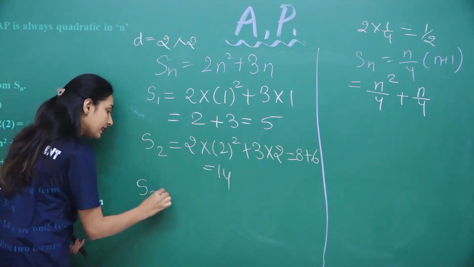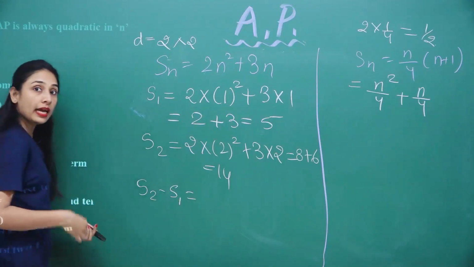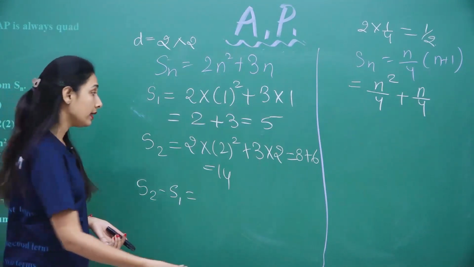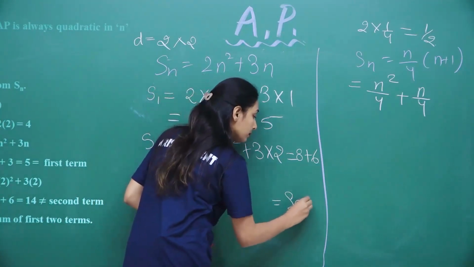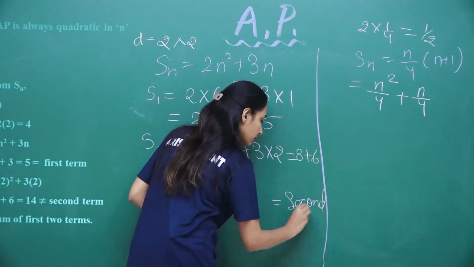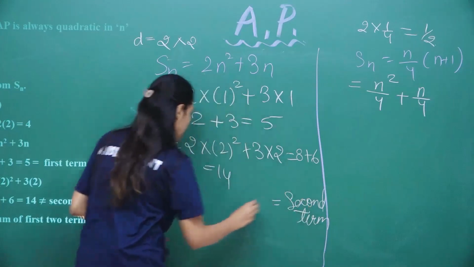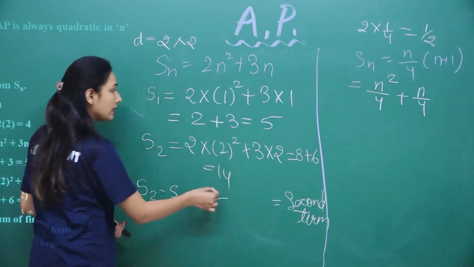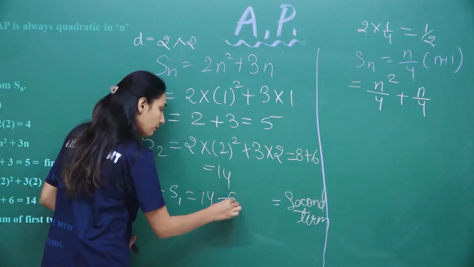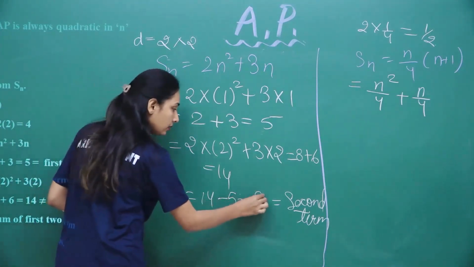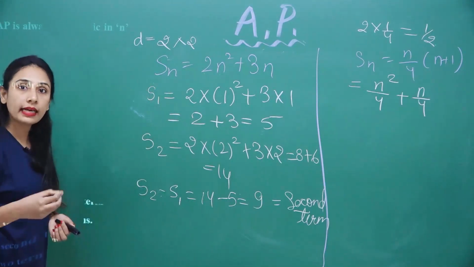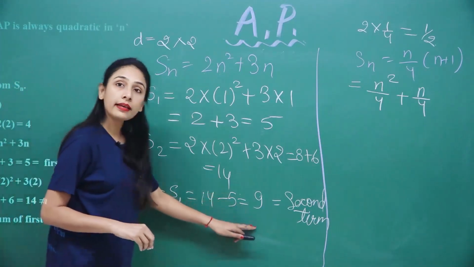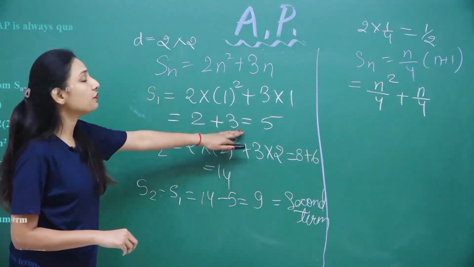Now, S2 minus S1 will be what? Our second term. So, S2's value is 14 and S1's value is 5. So, that will be 9. So, 9 is equal to what? The second term. 9 is the second term and the first term is 5.